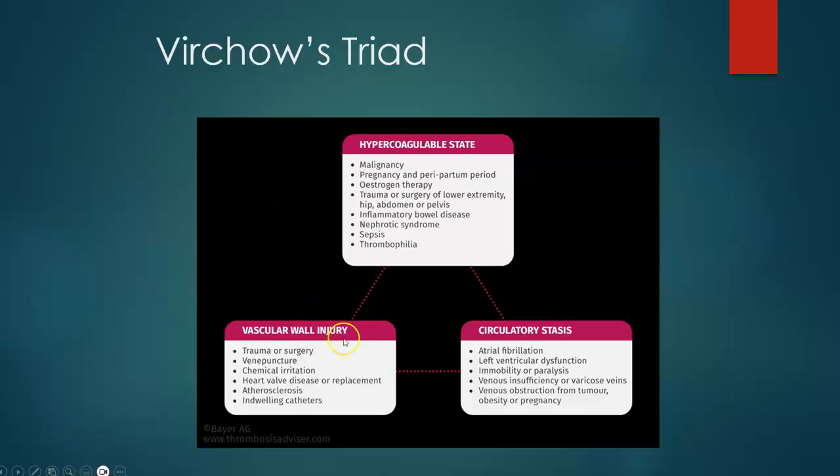shows the three things that we look at: that hypercoagulable state, vascular wall injury, and then circulatory stasis. When we think of AFib, for example, that's a big one. The atria are just quivering essentially, right? So we've got blood that gets static and just sits in there, and if it clots and that clot breaks off, then we can have really big problems.